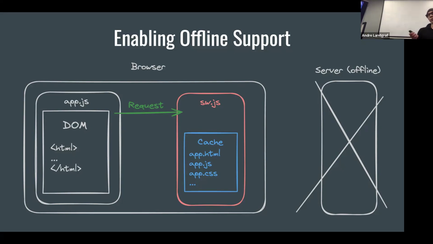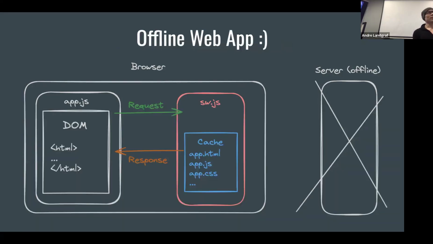And so then what it's going to do is look into the cache and see if it has an answer for the request. And if it does, it just sends back the response. And there you have it. We now have an app that works offline because, in a sense, our server is actually the service worker.